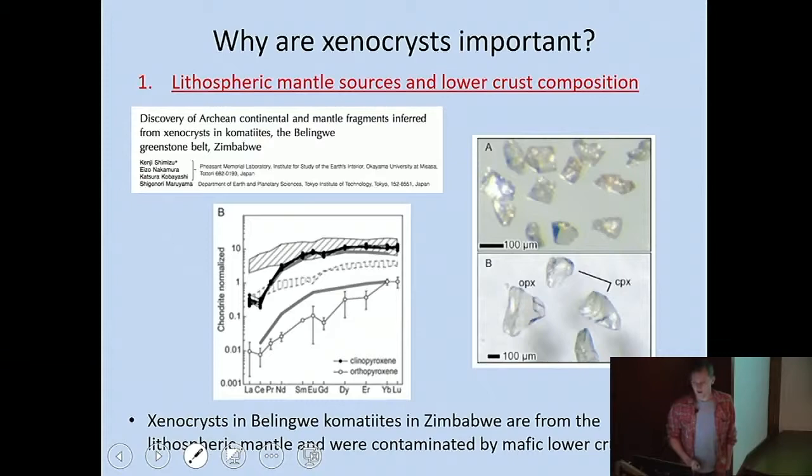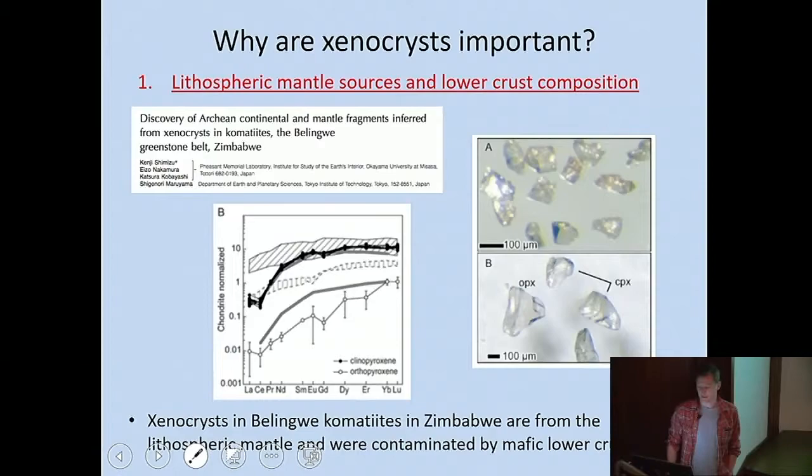Just to justify why xenocrysts are important, why they're useful, why we need to know about how they form and where they come from, I'm going to go through a few case studies. One particular example is that they can tell us about the lithospheric mantle, what composition it is, because obviously we can't directly access this part of the mantle, and also we can infer what the composition of the lower crust is.